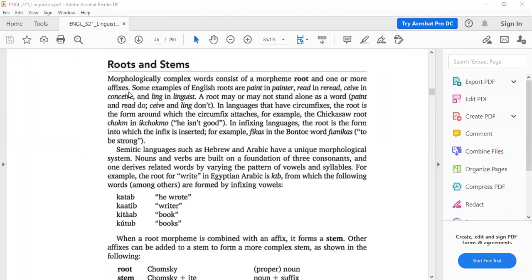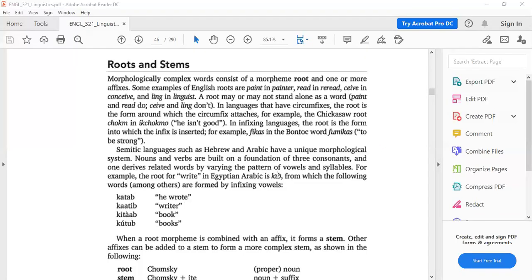Arabic and Hebrew, because they are Semitic languages, are morphologically rich. From the same root, we have a foundation of three consonants, fa'ala in Arabic. So we can say kataba, he wrote; katib, writer; kitab, book; kutub, books. The root consonants are ka, ta, and ba.